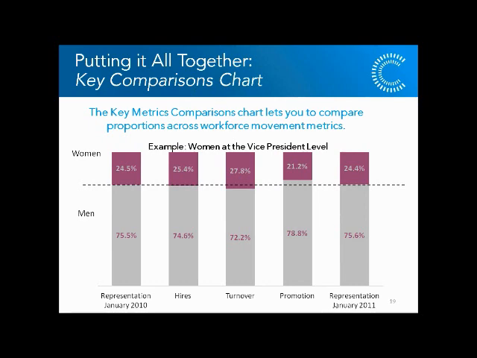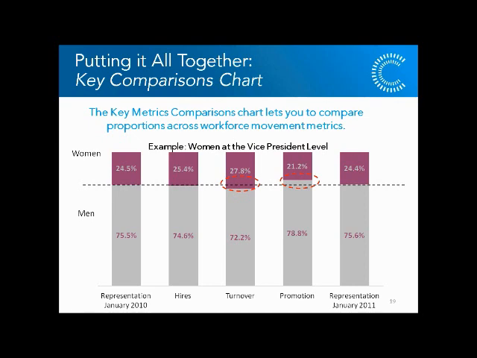So what does this chart tell you? Well, the good news is that women are a slightly higher proportion of your hires. But when you look at turnover, you can see that more women than men left the company, almost 28%. And you can see that fewer women are receiving promotions up to the next level. So the net result is a very slight decrease in proportional representation of women at the end of the year.